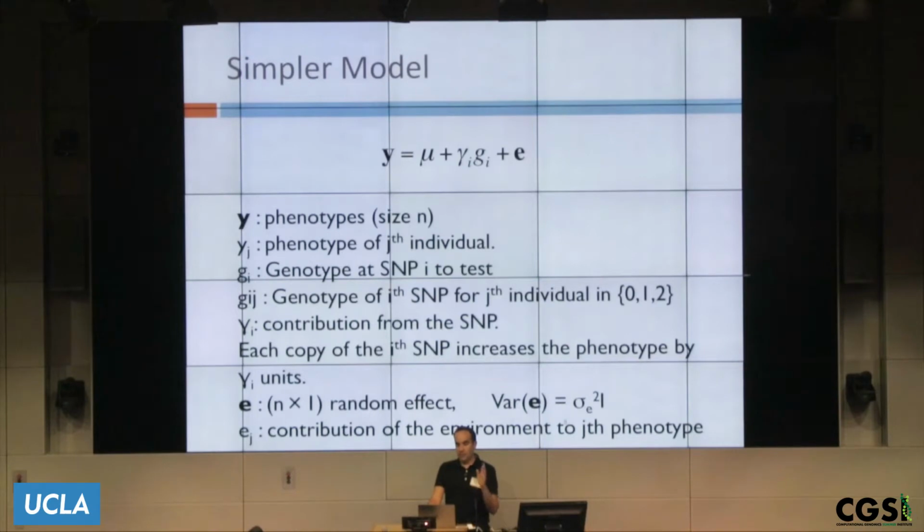For example, if there's a SNP that can be either A or G in the population, you can code the people that have AA as 0, AG as 1, and GG as 2, okay? And you can imagine that some parameter will be the actual contribution of that SNP, so let's call it gamma. So gamma is the contribution of the SNP. So for every copy of the SNP, the phenotype is increased by that amount. So if you go from a 0 to a 1, you've got a shift of that gamma.